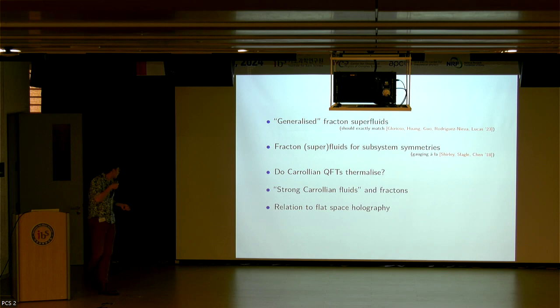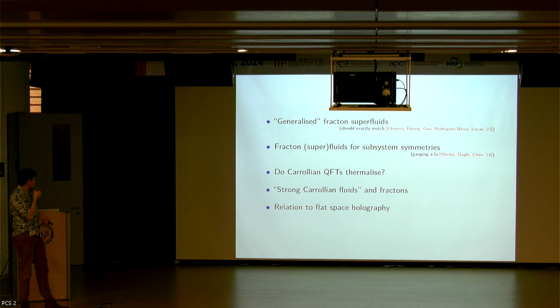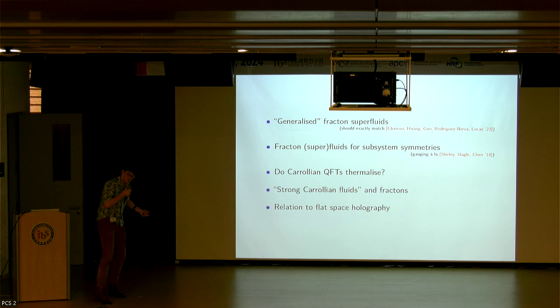It would be interesting to consider more general fracton-like symmetries. So what happens if we have subsystem symmetries? There you typically don't have rotations, so constructing a geometry is going to be a bit funky. How would you do that? Well, there is some proposal for gauging subsystem symmetries, which could serve as a stepping stone. And of course, related to Francisco's question, how do you have a field theory understanding of this? Do Carrollian QFTs thermalize? What's the deal with that? It's a very important open question.